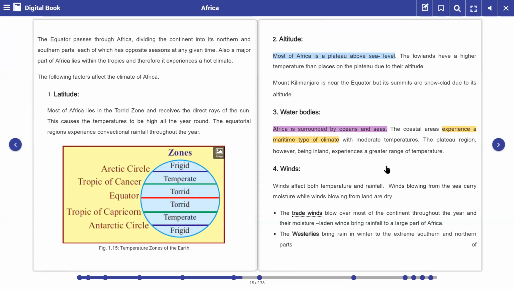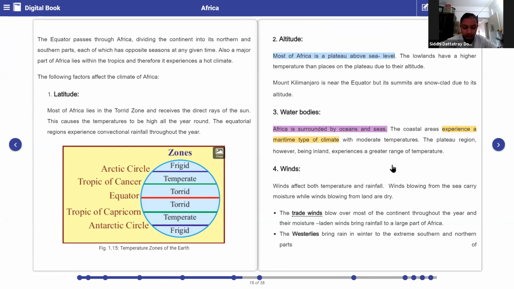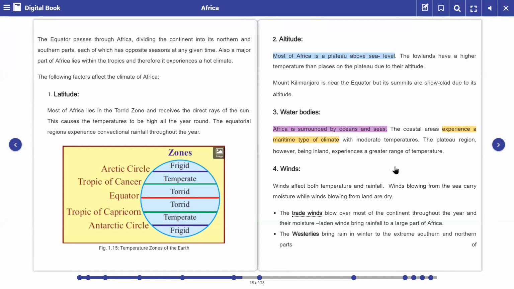What about the winds? Let's understand about the winds. Winds affect both temperature and rainfall. Do you all agree, children? Because temperature gets affected because of the wind, even the rainfall gets affected. So winds blowing from the sea carry what? Moisture, while winds blowing from land are dry. Okay, so this is also very clear to you all.